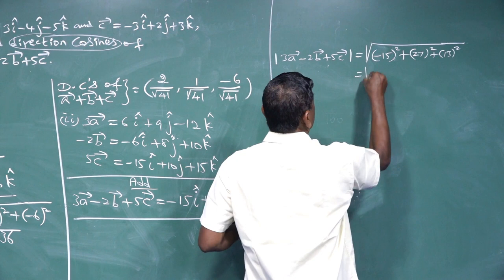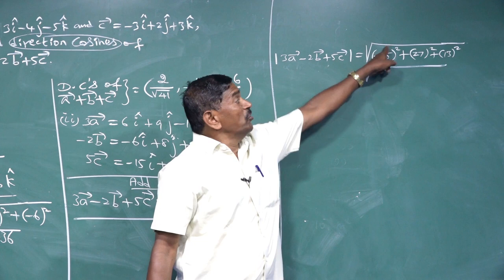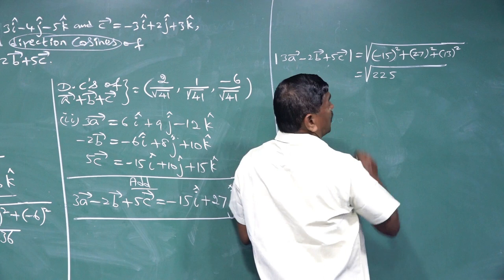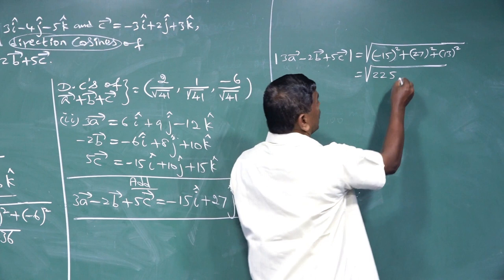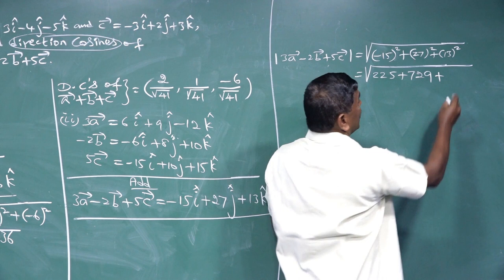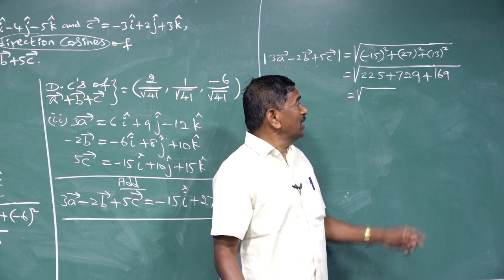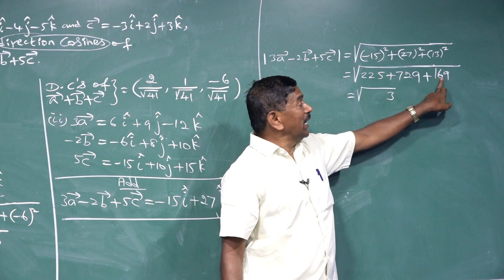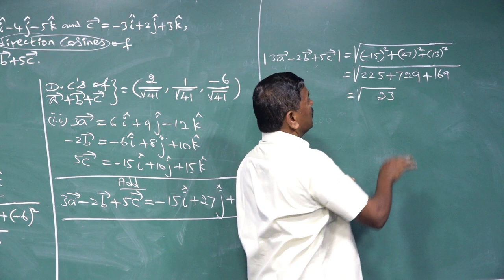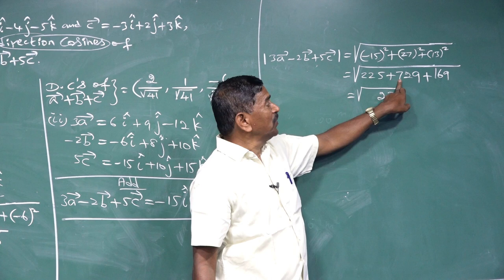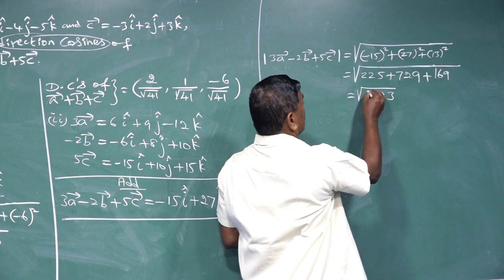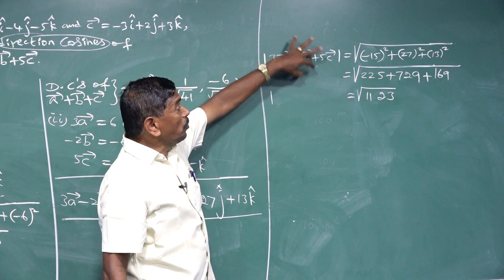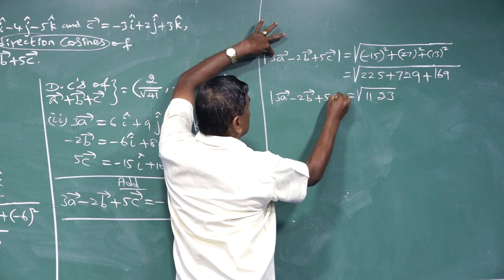Hereafter, a square is always positive, so minus 15 the whole square equals plus 225. Plus 27 the whole square, 729. Plus 13 the whole square, 169. Add them yourself: 9 plus 9, 18; 18 plus 5, 23; 3, remaining 2; 2 plus 6, 8; 10, 10 plus 2, 12; remainder 1; 1 plus 1, 2; 2 plus 7, 9; 9 plus 2, 11. Modulus is nothing but magnitude, so the magnitude of 3a vector minus 2b vector plus 5c vector is ready.